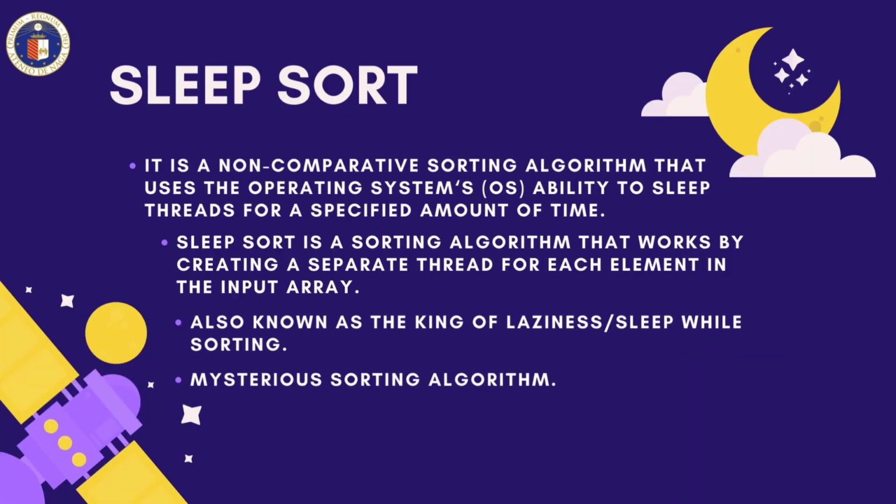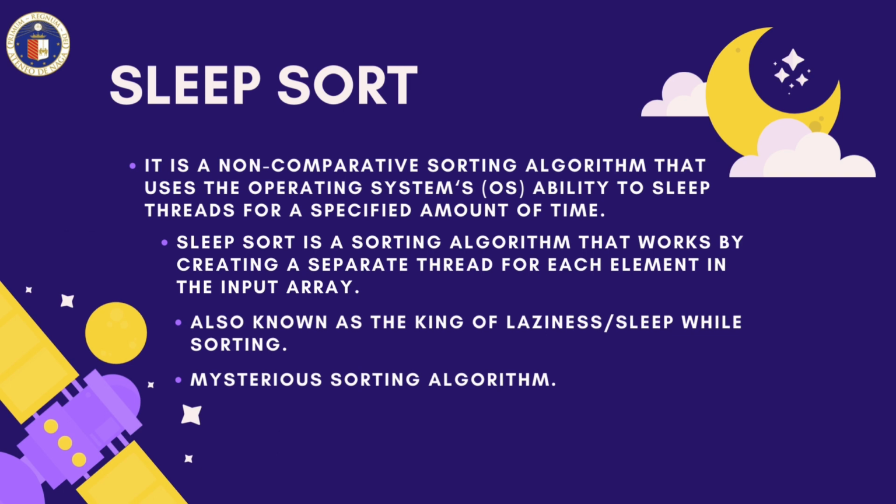It is a non-comparative sorting algorithm that uses the operating system's ability to sleep threads for a specified amount of time. So sleep sort is a unique and unconventional sorting algorithm that utilizes multi-threading and time delays to arrange a list of numbers. It is not the most efficient sorting method, but it is an intriguing concept that demonstrates the power of parallel processing and underlying mechanisms of operating systems.